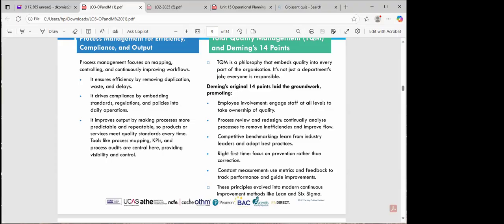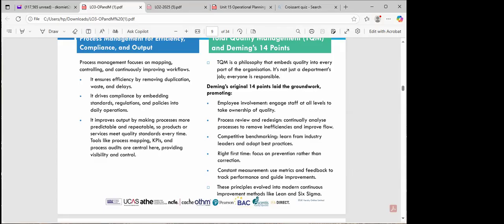It drives compliance by embedding standards, regulations, and policies into daily operations. Of course, the policies and standards should be in your daily operations. It improves output by making processes more predictable and repeatable, so products or services meet quality standards every time. Tools like process mapping, KPIs, and process audits are central here, providing visibility and control. KPIs, key performance indicators. If you're able to identify your key performance indicators for your organization, it helps for audits and is able to provide visibility and control.